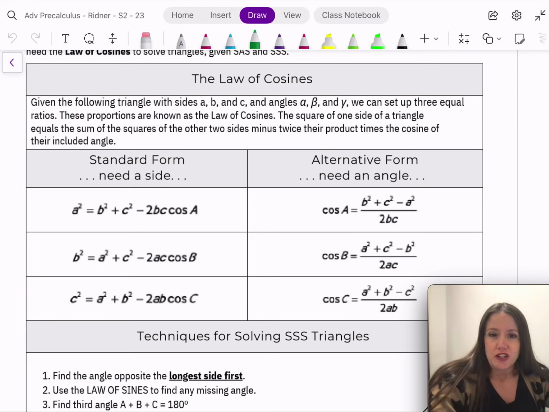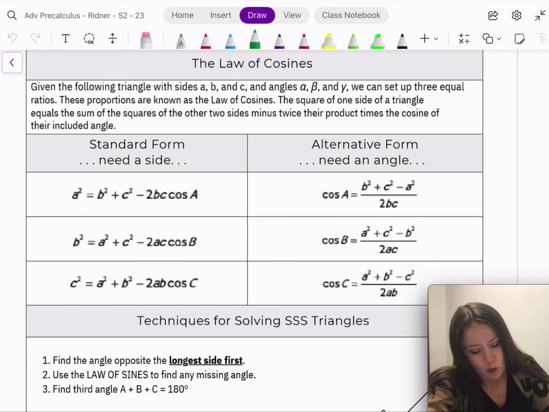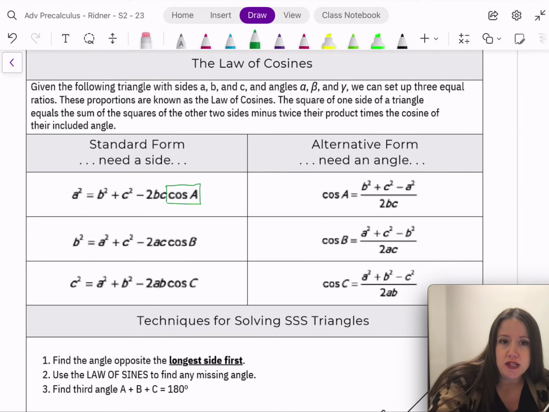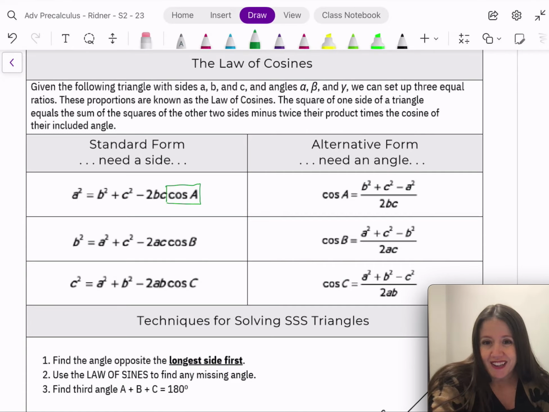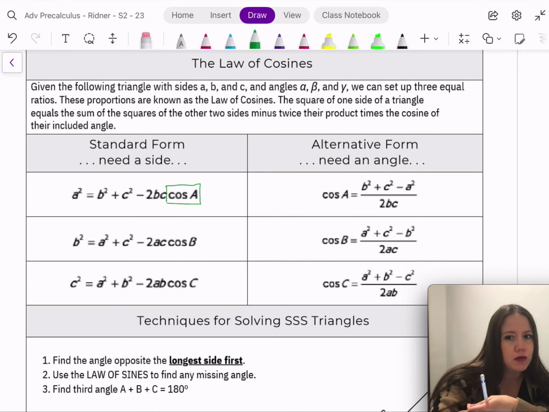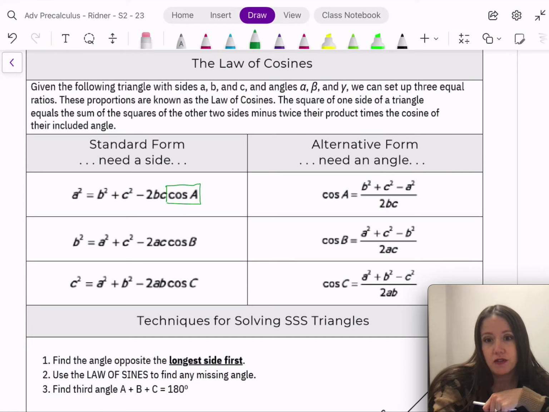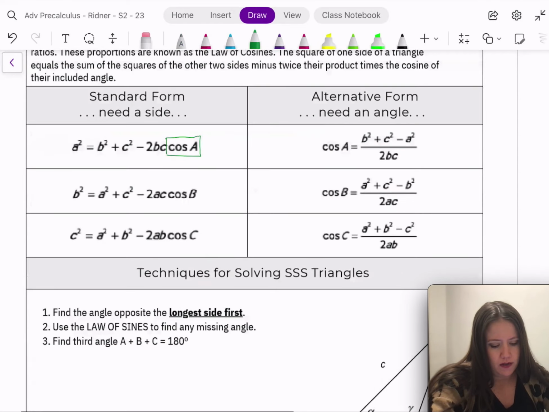When it says alternative form, all they have done is gotten cosine A by itself. So for instance, what do I do, like algebra 1 steps, to get that by itself? Well, I would subtract the b squared, the c squared, and I would divide by negative 2bc. I don't like the negative on the bottom, so that's why the signs change, but that's where that comes from. So it's not actually a whole new formula. It's just much easier to solve if you're given the alternative form instead of having to solve for A all on your own every time. Okay.